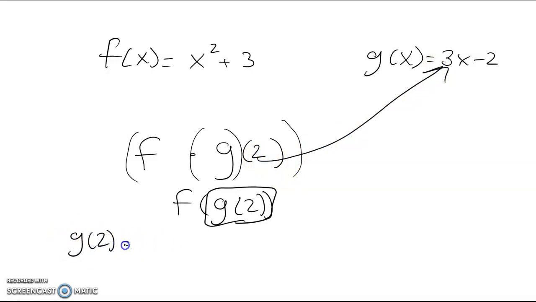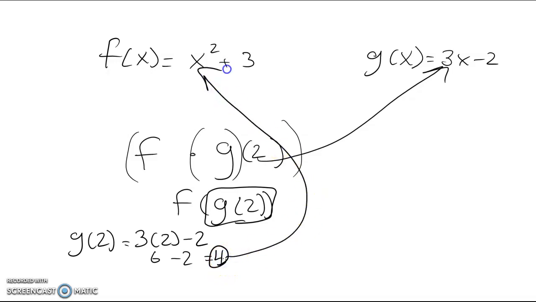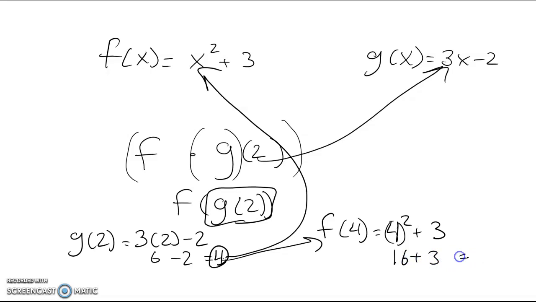So g of 2, I plug in the 2 for x, I get 3 times 2 minus 2. 3 times 2 is 6, minus 2 gets me 4. And then what I do with this 4 is I'm going to plug it in for my x squared up there for f. So I'm going to take f of 4, which is what this is here, and then that gets me 4 squared plus 3, which 4 squared is 16 plus 3. The final answer for this then would be 19. That's your final answer for that.